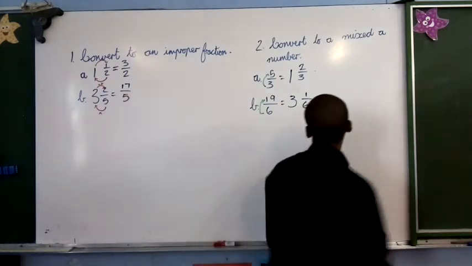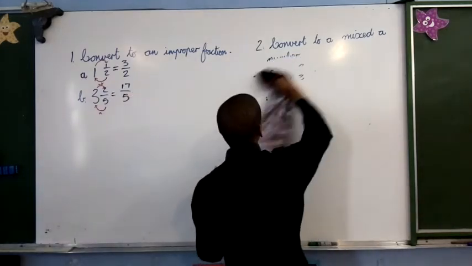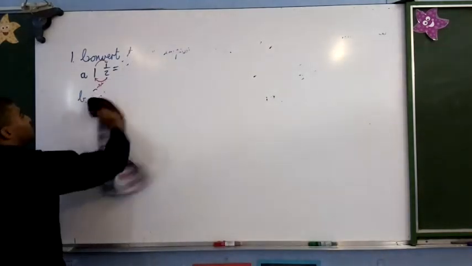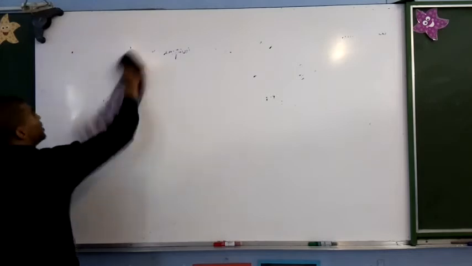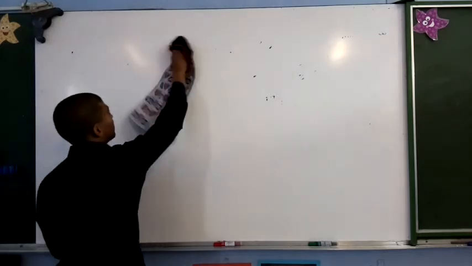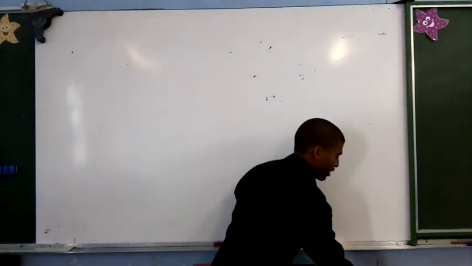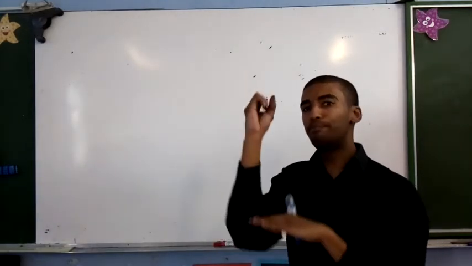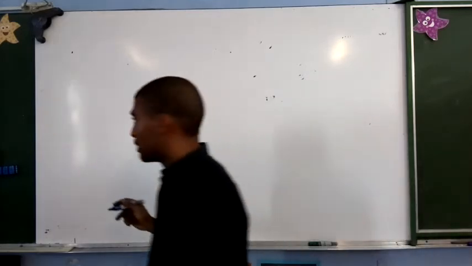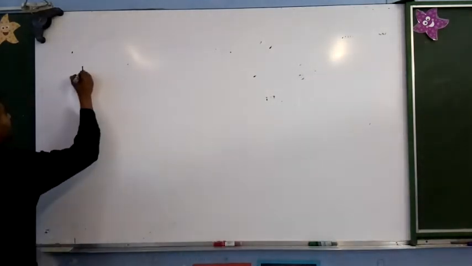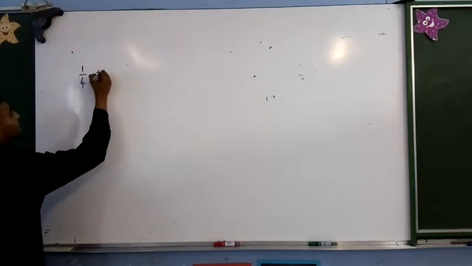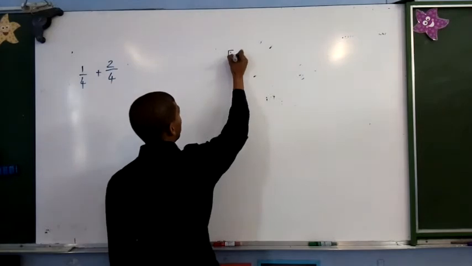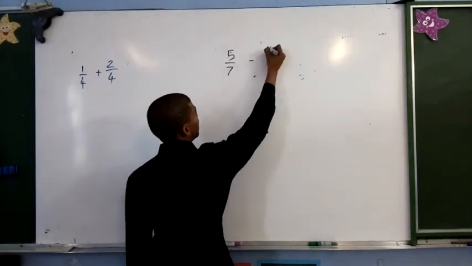Before we can look at adding our mixed numbers, we need to recap something that we have done in grade 4, and that is to add or subtract common fractions. Remember, common fractions are the ones where the top number is smaller than our bottom number. So if we have 1 over 4 plus 2 over 4 and 5 over 7 minus 3 over 7.